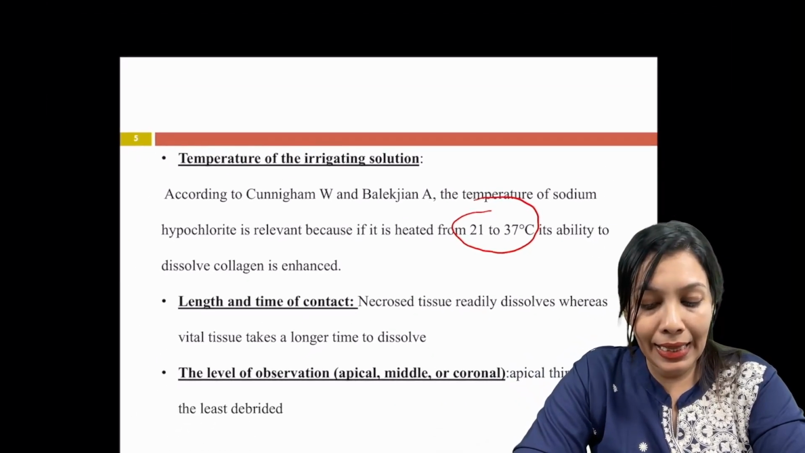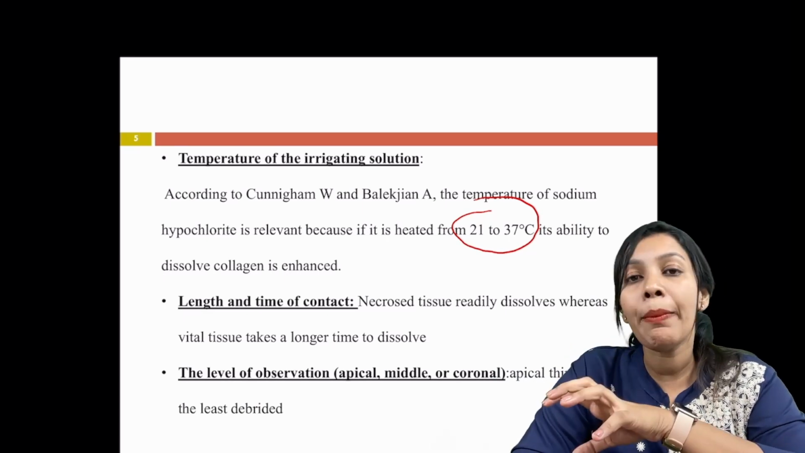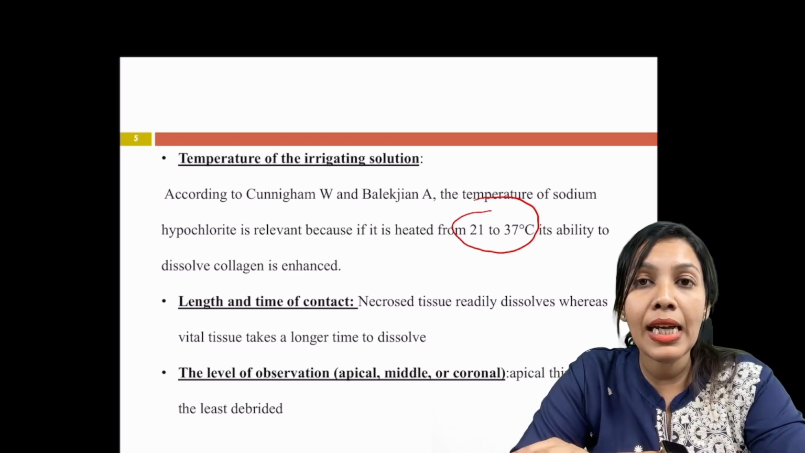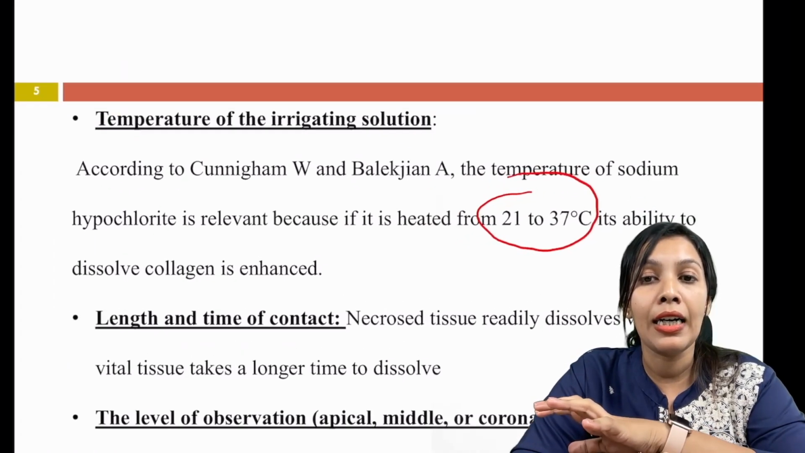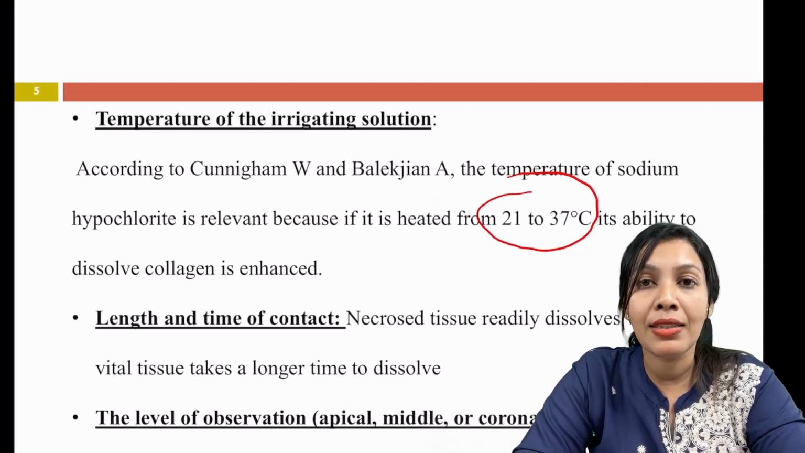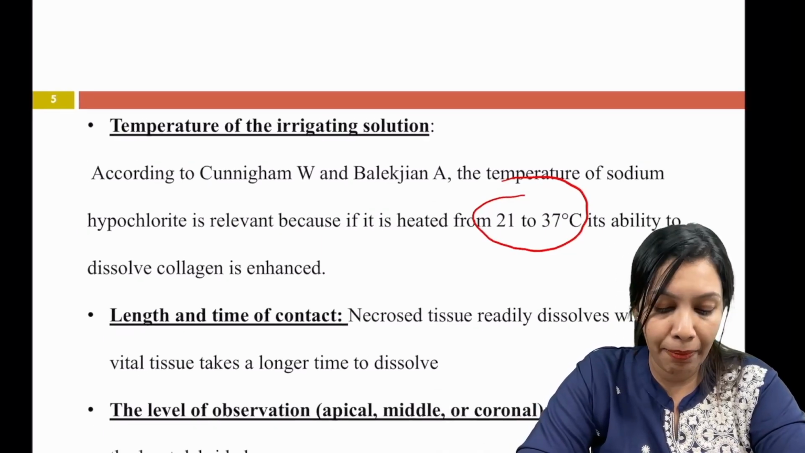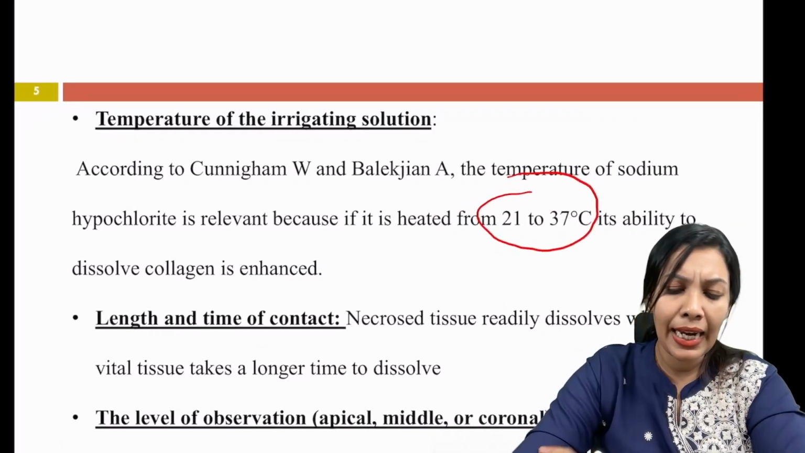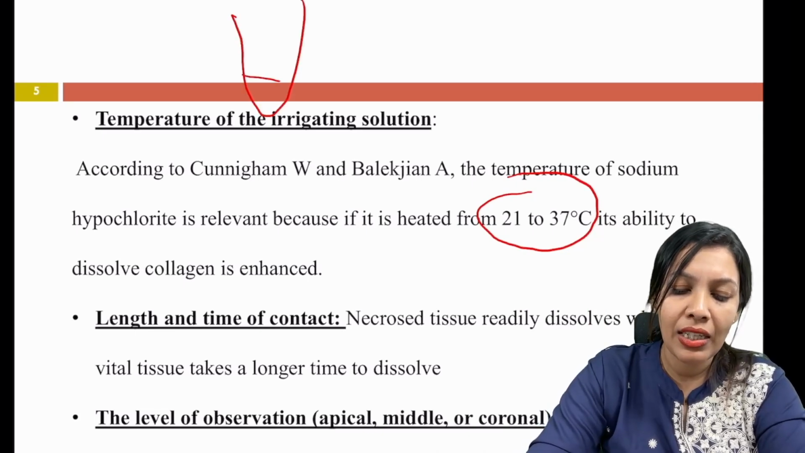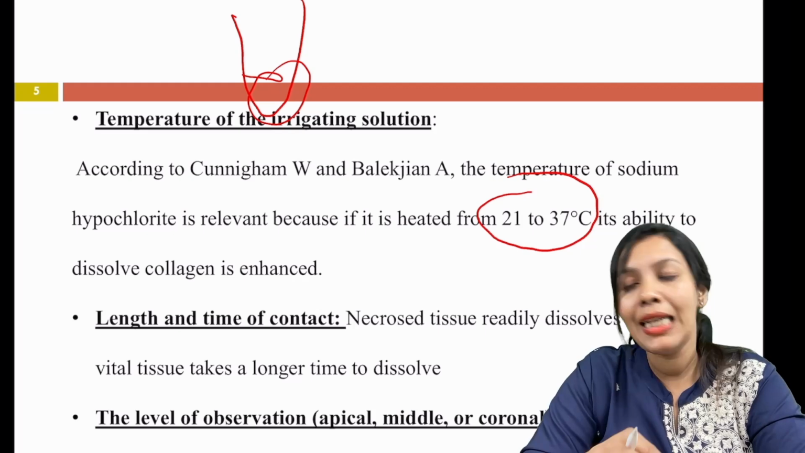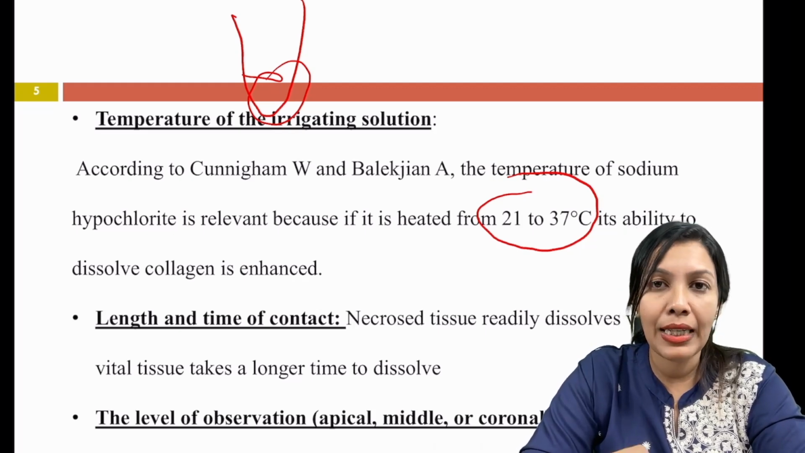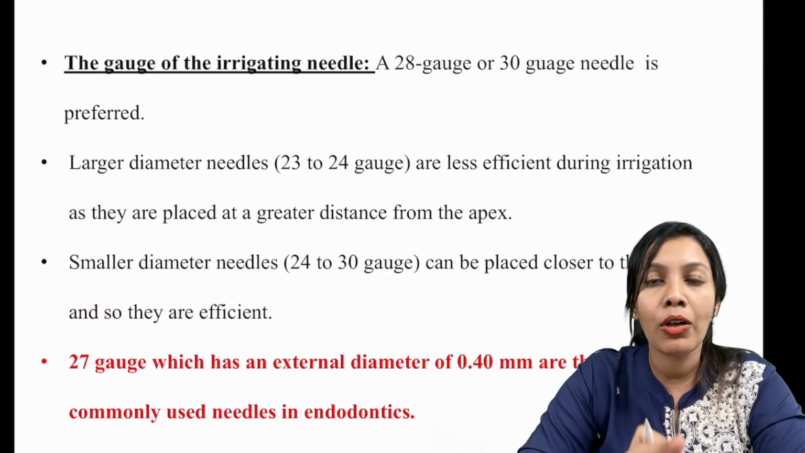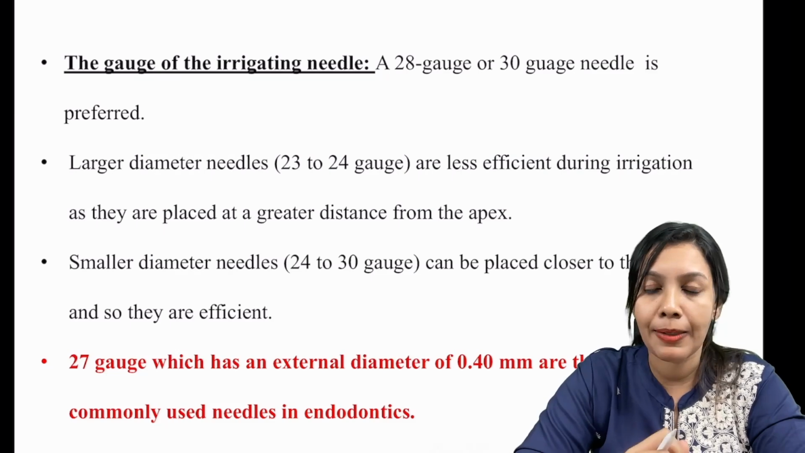Next is length and time of contact. Necrotic pulp dissolves readily when we give more contact. So the longer the time of contact, the longer the capacity to dissolve the necrotic pulp. And the level of observation: the apical third is always the most constricted area, so the least debridement is seen in the apical third of the root. These are the main important points that you need to keep in mind.